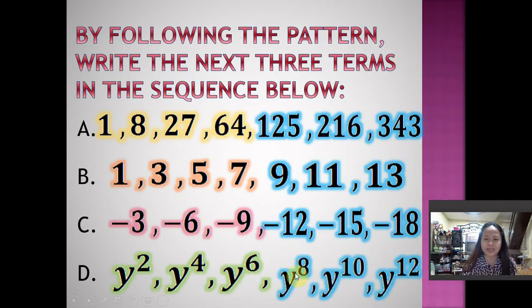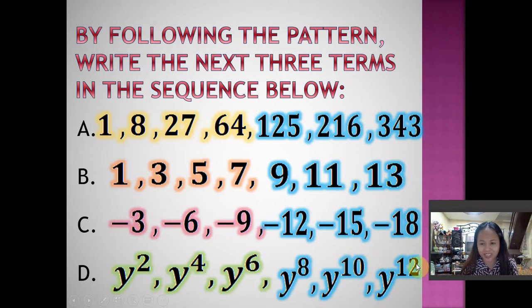Okay, so therefore, our next three terms are y to the power of 8, y to the power of 10, and y to the power of 12. What did we do to the exponents? We simply add 2. 2 plus 2, we have 4. 4 plus 2, that's 6. 6 plus 2, that's 8. 8 plus 2 equals 10.